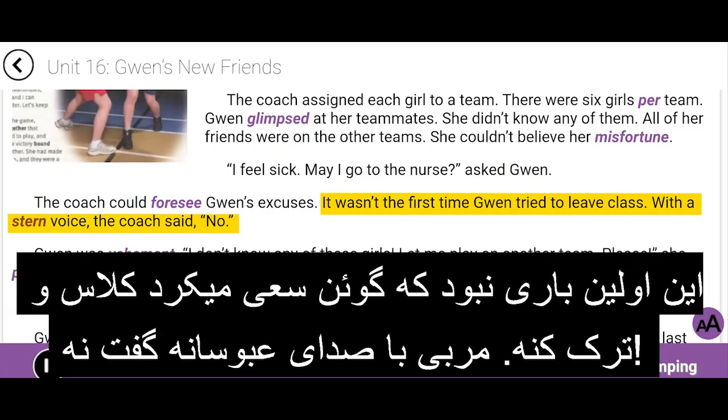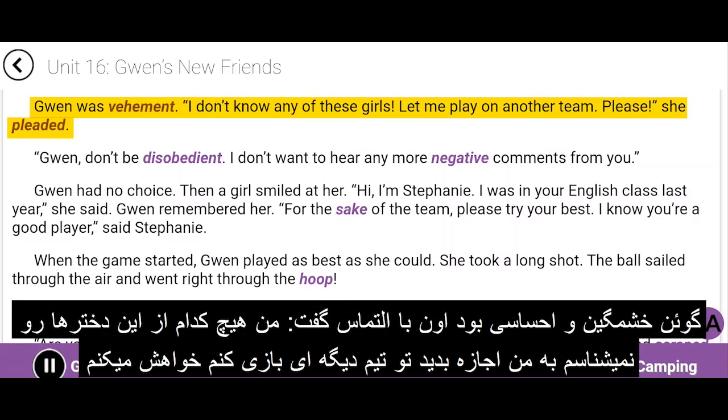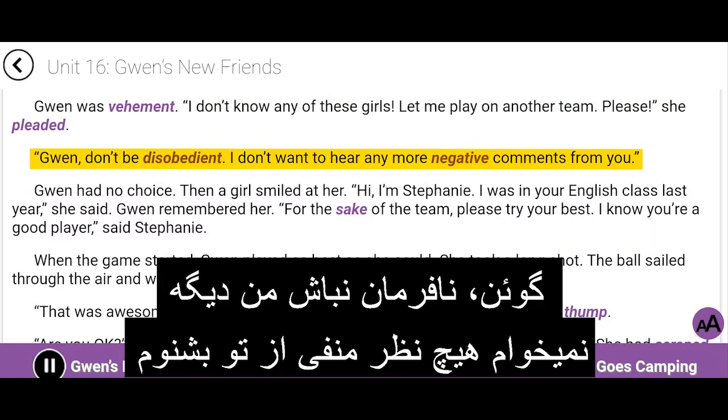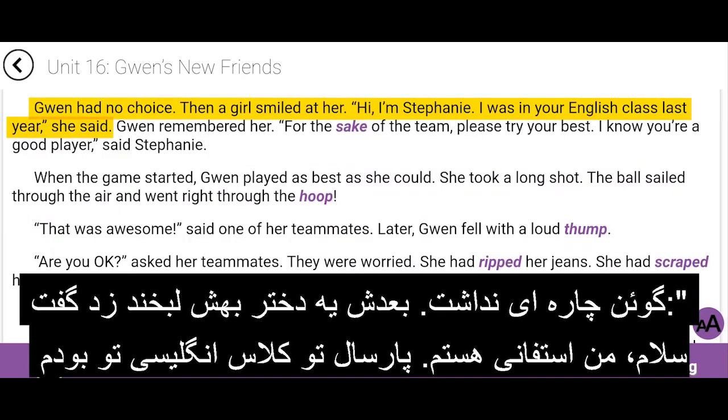With a stern voice, the coach said no. Gwen was vehement. "I don't know any of these girls. Let me play on another team, please," she pleaded. "Gwen, don't be disobedient. I don't want to hear any more negative comments from you." Gwen had no choice. Then a girl smiled at her.